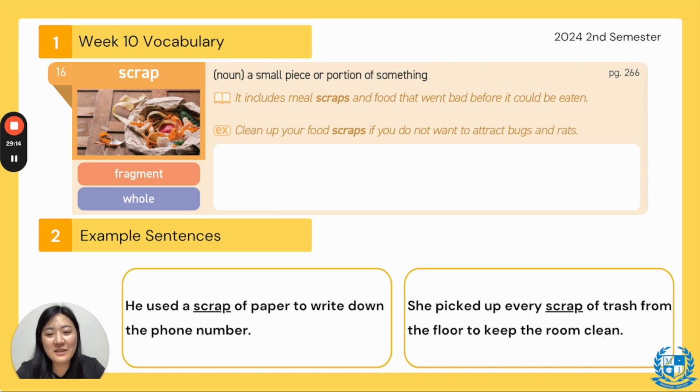Here it says, he used a scrap of paper to write down the phone number. So kind of like what I have here. It's just like a little piece of paper. Actually, I lied. It's a whole paper, but folded. So I'll say, this is a scrap of paper. Just a little piece. Next, it says, she picked up every scrap of trash from the floor to keep the room clean. Very good. Long time ago, I used to have students also pick up scraps of trash. I would say, everyone look around you and pick up 5 scraps of trash and throw it away. And then I would put a timer on the board. It worked great with the younger students, but I don't do it anymore.